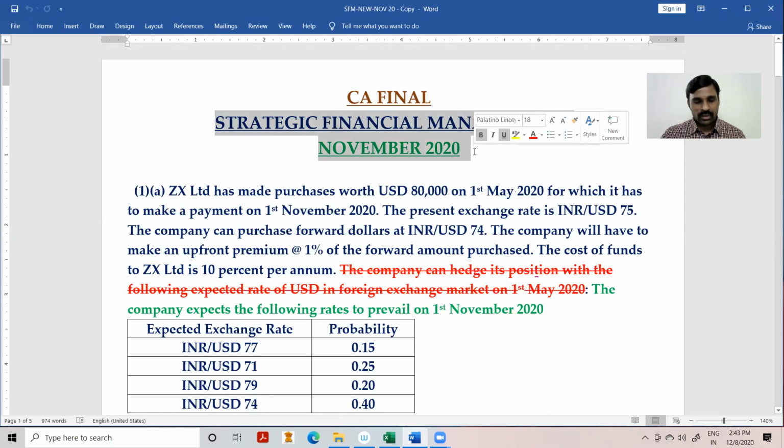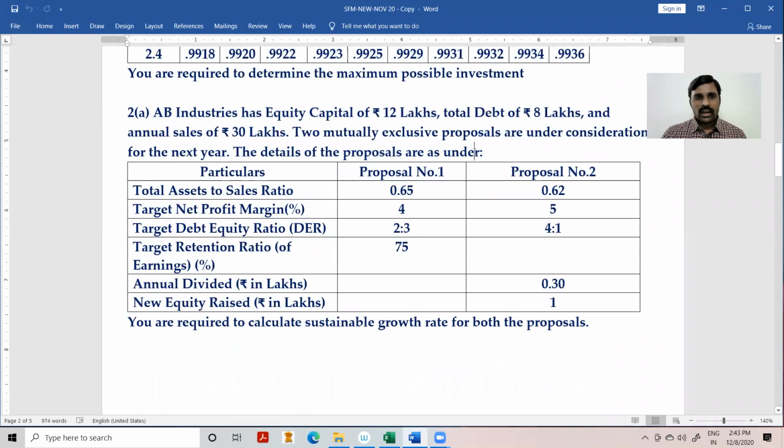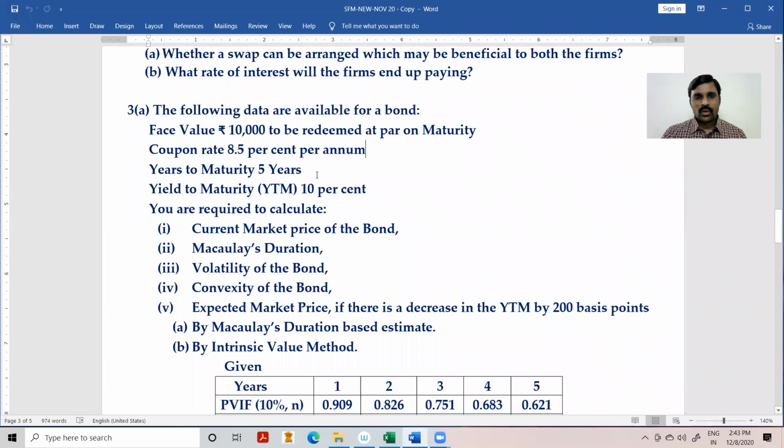We are discussing the November 20 paper. We already completed the first and second questions, and we are in the third question now. Look at the third question. This is relating to security valuation. Very good question.